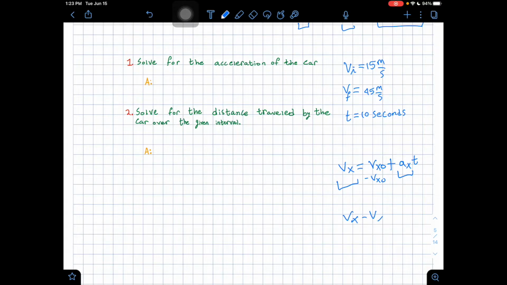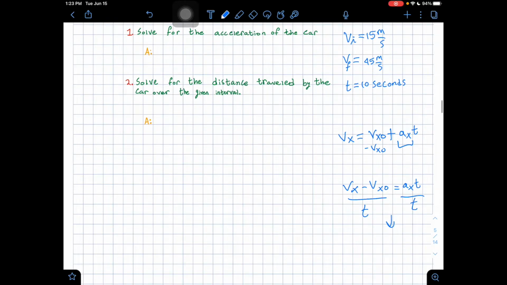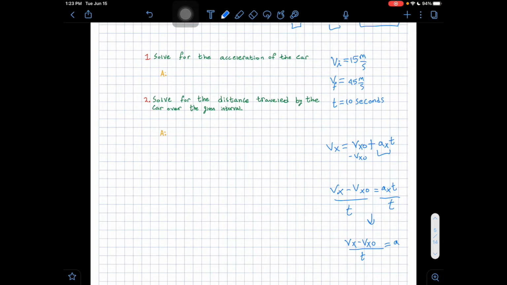We have vx minus vx naught equals ax times time. The way we did that is we subtracted vx naught from both sides. Now we can see that the only thing left on the right side besides acceleration is time, so we're going to divide both sides by time. That leaves us with a isolated. So we have vx minus vx naught over t equals acceleration. Now we can just substitute in values and we'll get our answer.